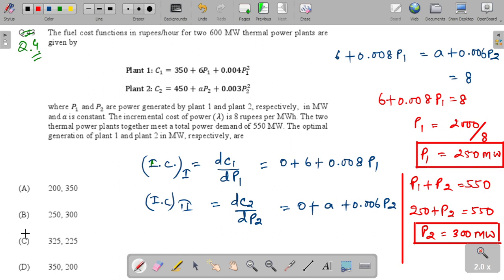So the right answer for this question will be P1 equal to 250 and P2 equal to 300. So the right option for this question is B, that is 250 and 300. Okay, thank you.